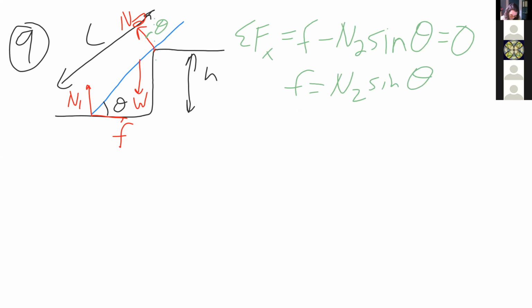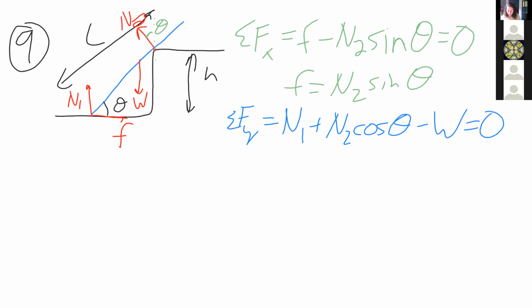Next up, go ahead and sum the forces in the y direction. In the positive y direction, I have my normal force N1. I also have the component of my normal force N2, which will be N2 cosine theta. And then in the negative y direction, I have the weight of the plank going down. That'll be equal to 0. And that is a second equation there. If you'd like to rearrange it, well, we'll leave it there for now.